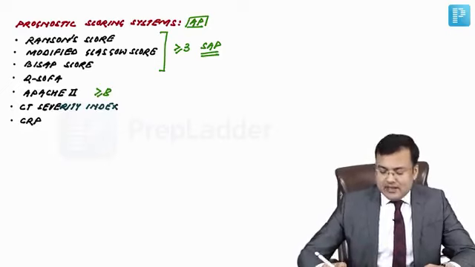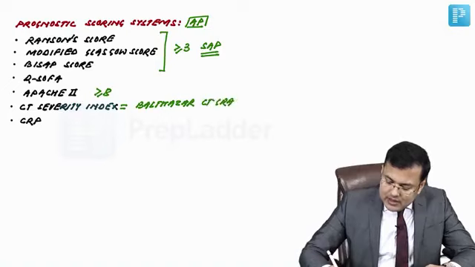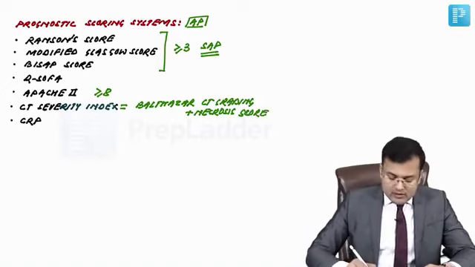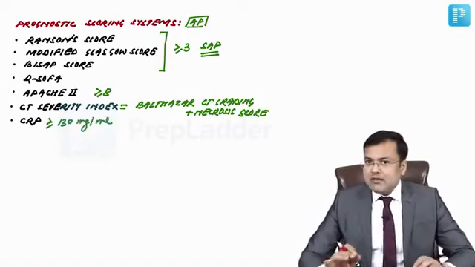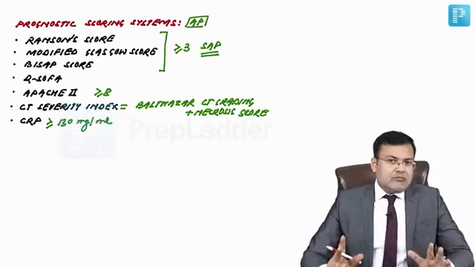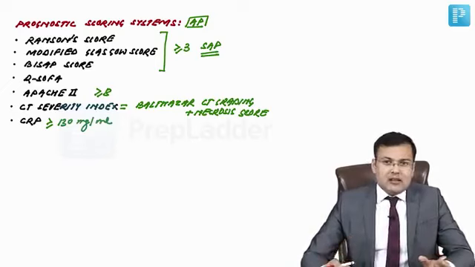There is CT severity index. It is equal to Balthazar CT grading plus necrosis score, and there is C-reactive protein. The value should be more than 130 milligram per ml. So these are the various prognostic scoring systems. 3 questions which are frequently asked: one is Ranson score, second is Bishop, and third is QSOFA.